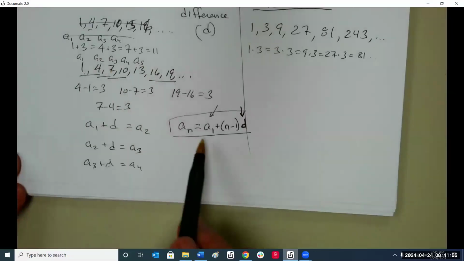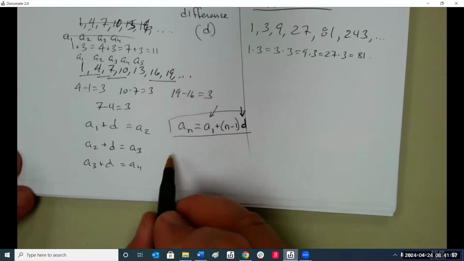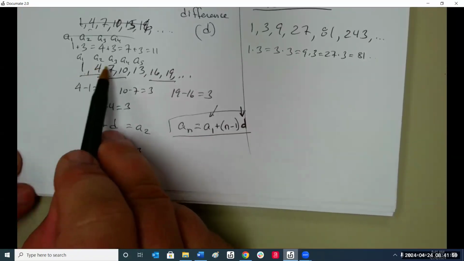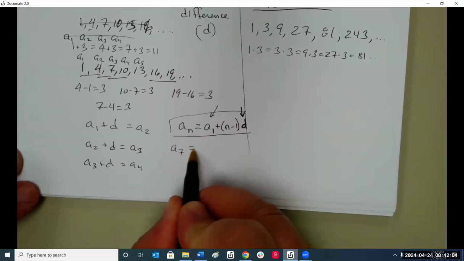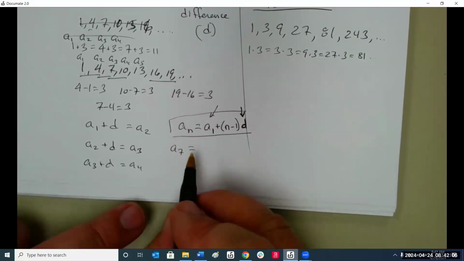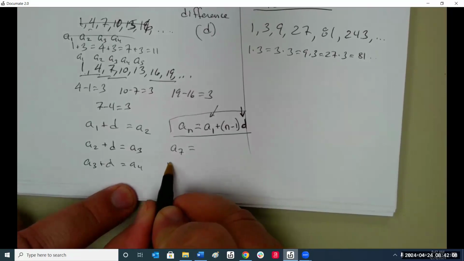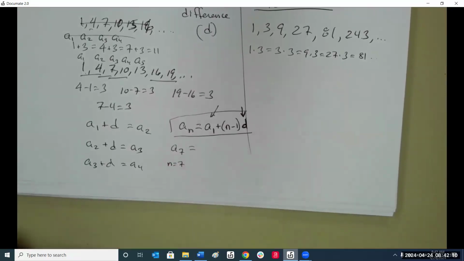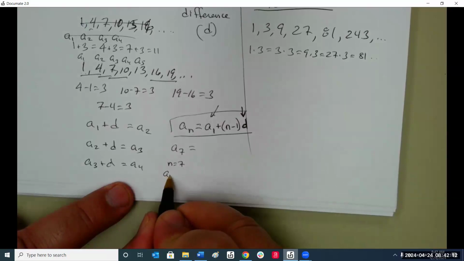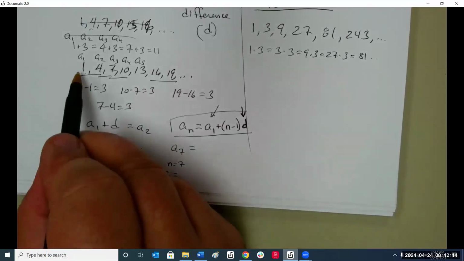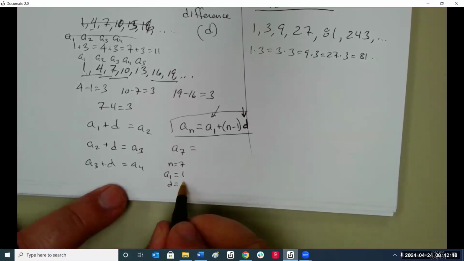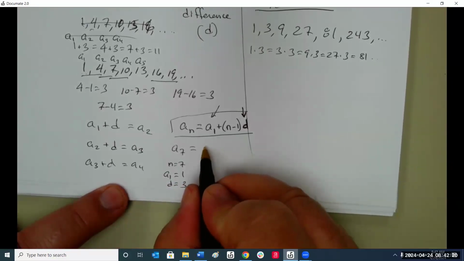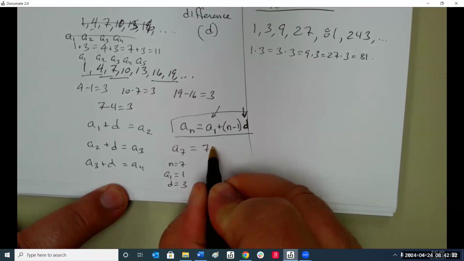So in our sequence, do we know our initial term? Let's say we have 1, 4, 7, 10, 13, and I want to know the seventh number. So whatever's down here is n. So n equals 7. What is my a1? A1 is 1. And what's my common difference? 3. So let's plug all that stuff in there.